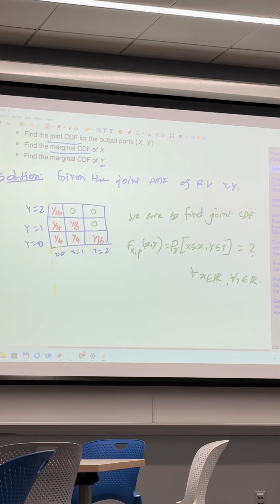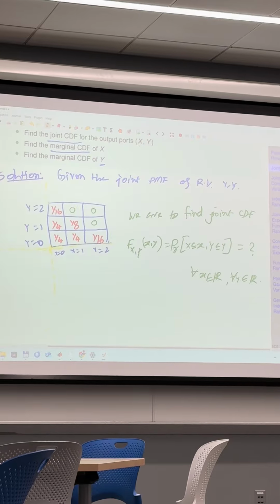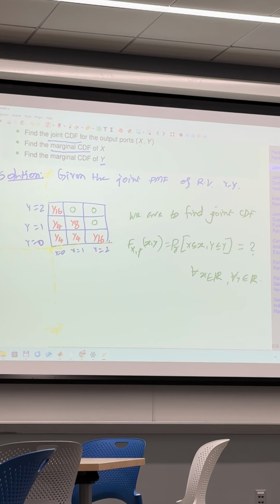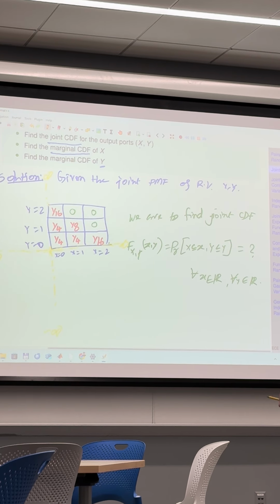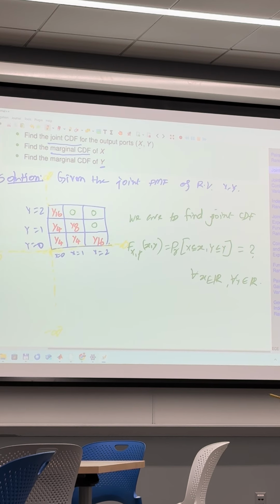So I extend this axis. This is my x-axis, this is the y-axis. The y-axis goes from negative infinity to positive infinity. Okay? And x can go from negative infinity all the way to positive infinity. Okay? Try to understand, guys. What matters is these conditions.